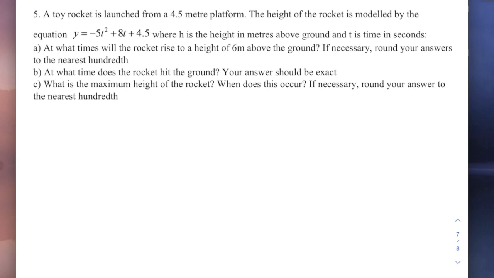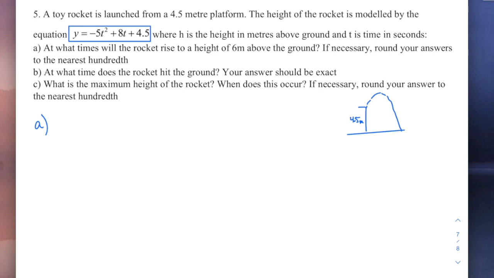But what you'll notice is now we don't need to be given our function in vertex form. I can now answer all of the problems. At what time will the rocket rise to a height of 6 meters above the ground? I recognize that this is a function modeling a toy rocket being launched from a 4.5 meter platform. So this is 4.5 meters, it's going up, it's coming down.